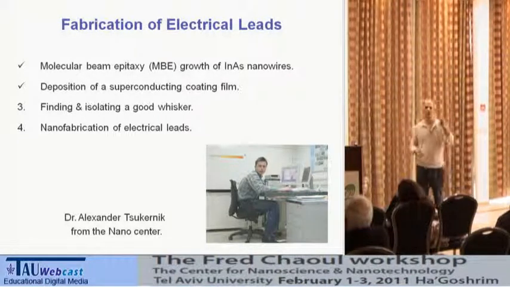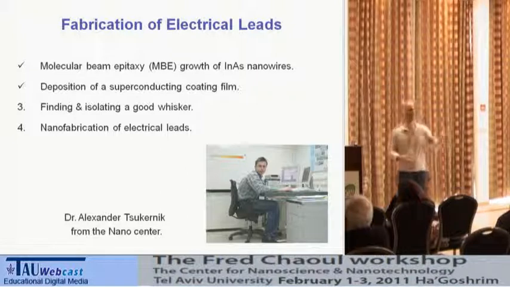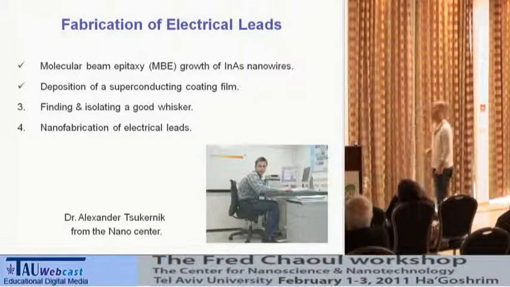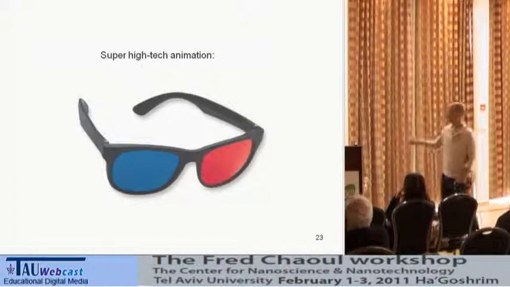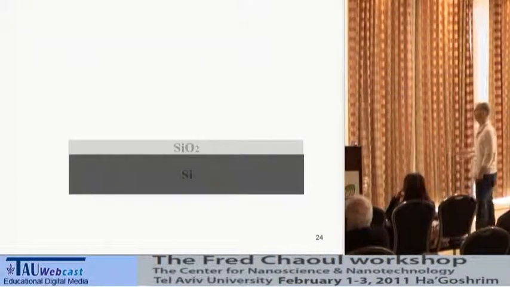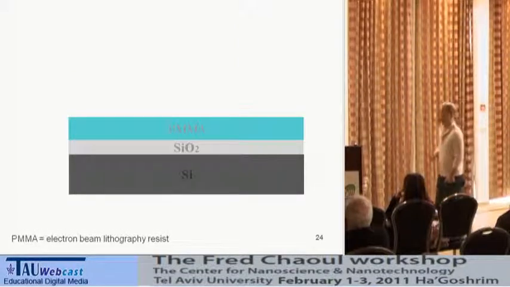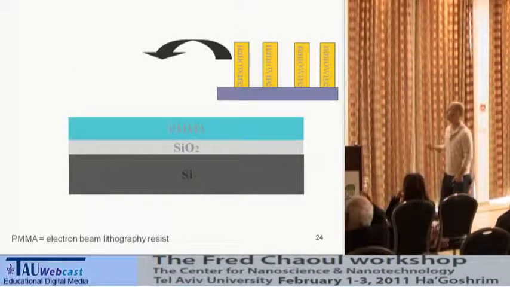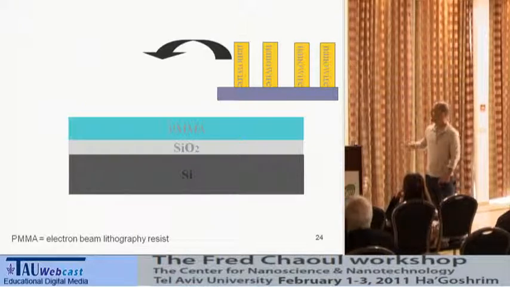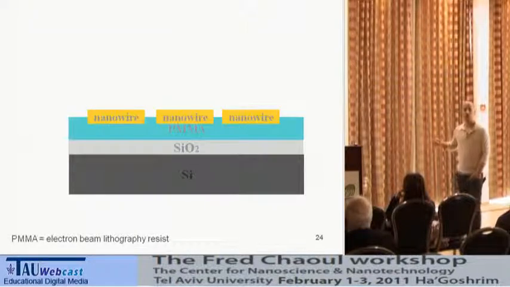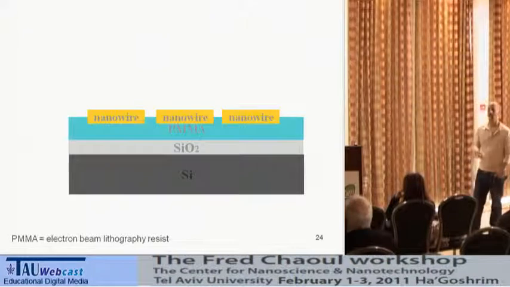So we now have a forest of these whiskers standing up, and we want to find a good one. We want to create contact to it, so we go to Sasha Sukernik from the Nano Center to help us do so. And I've prepared this super high-tech animation to show you how we do it. So we take a silicon oxide wafer and we cover it with PMMA. And then we take this forest of whiskers and we push them against the PMMA, and a large number of them are basically being broken or left on the PMMA parallel to the surface.